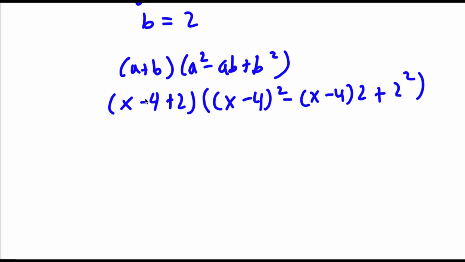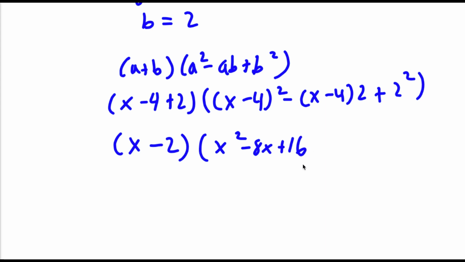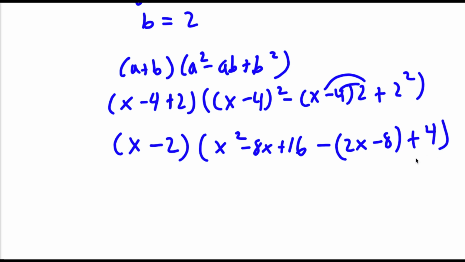Now if we simplify this, x minus 4 plus 2 is simply x minus 2. Now I have this times (x minus 4) squared, which is going to be x squared minus 8x plus 16. Now minus, if I distribute the 2, I get 2x minus 8. I have plus 2 squared, which is 4.